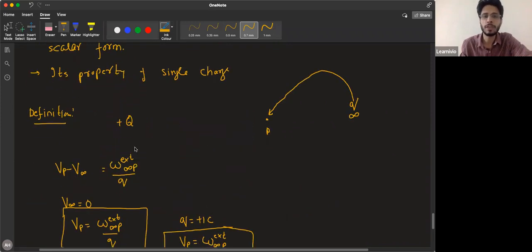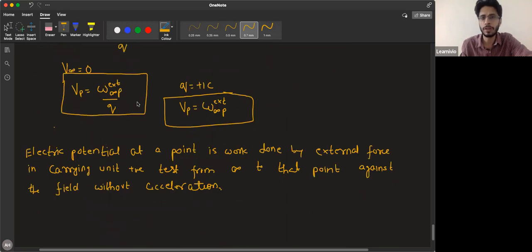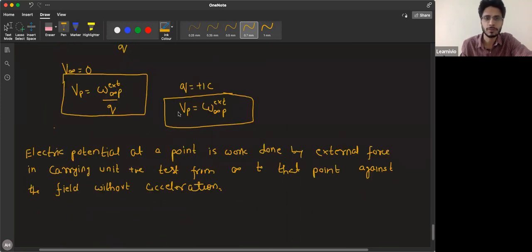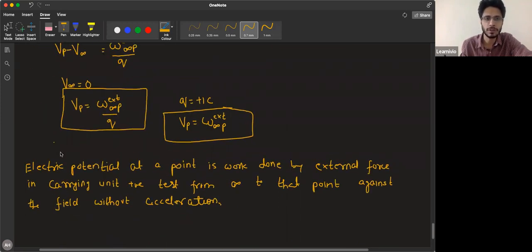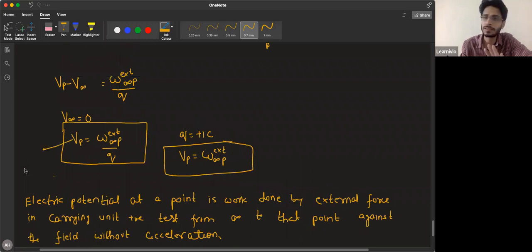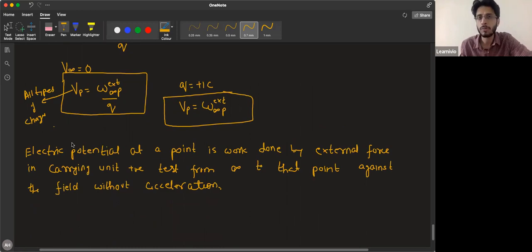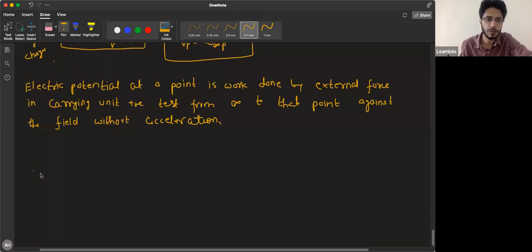So this is the general definition of potential. This definition is valid for all types of charges. All types of charges means you can have a point charge, you can have a non-point charge. For all types of charges, this definition is valid. You can do one more thing. See, although it's not given in NCERT, in some numericals you can use this trick.